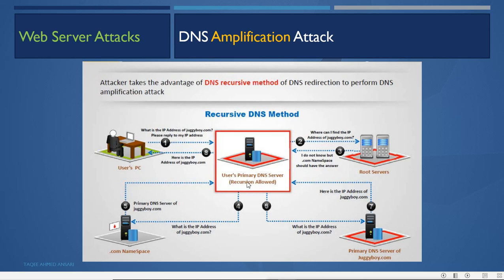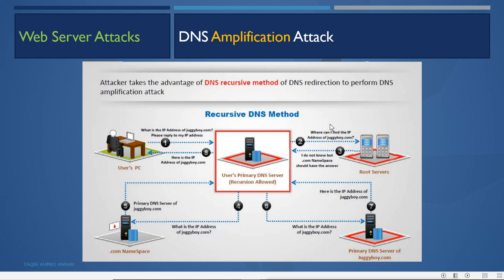Then what if the user's primary DNS server is not the juggyboy.com DNS server? That means it does not have the zone file for this domain, so it is not an authoritative DNS server to give the response. So it will check the cache, and if there is no information, the user's primary DNS server will do the recursive query, if recursive queries are allowed here. It will send the request to the root DNS servers, asking where it can find the IP address of juggyboy.com. Now that request goes to the root DNS servers.